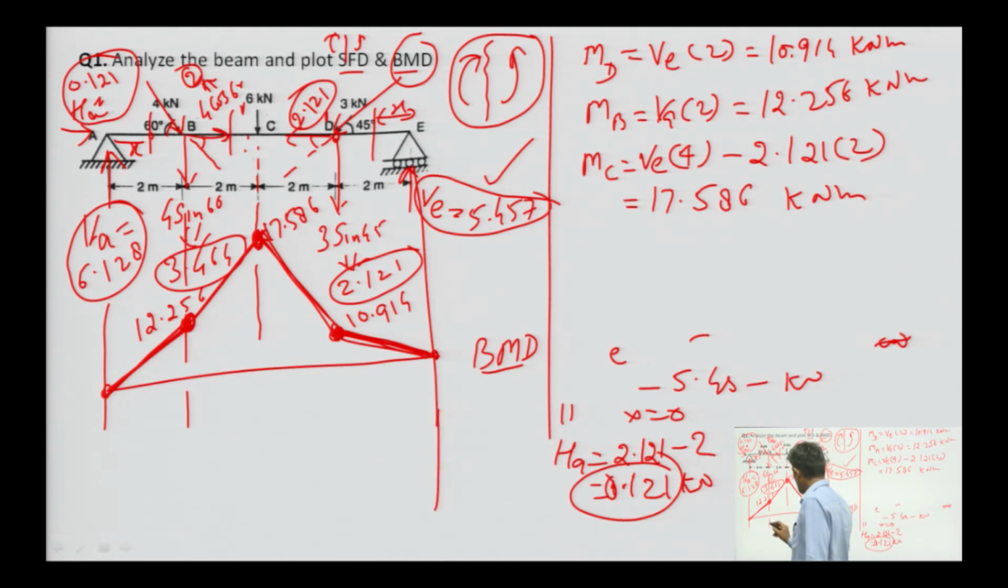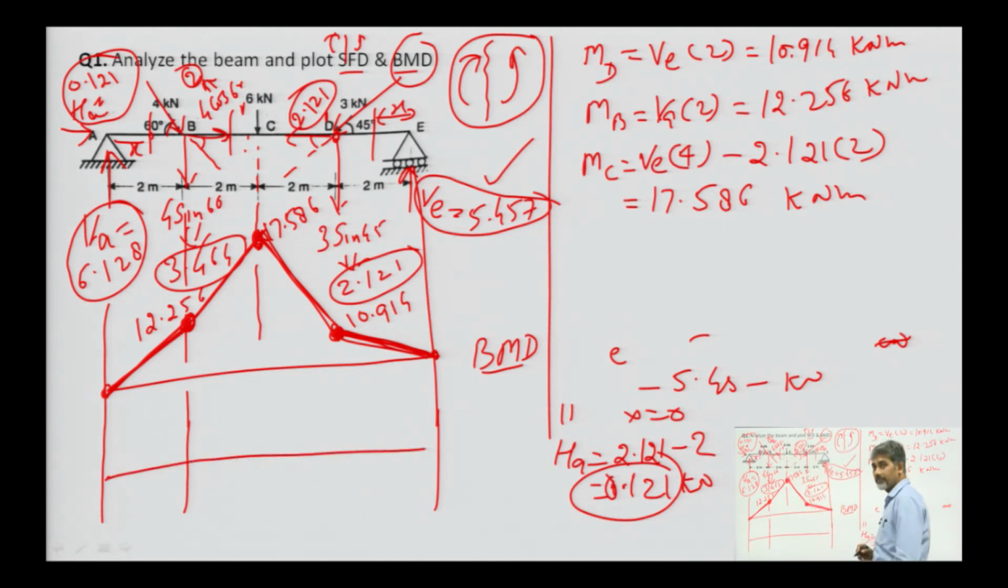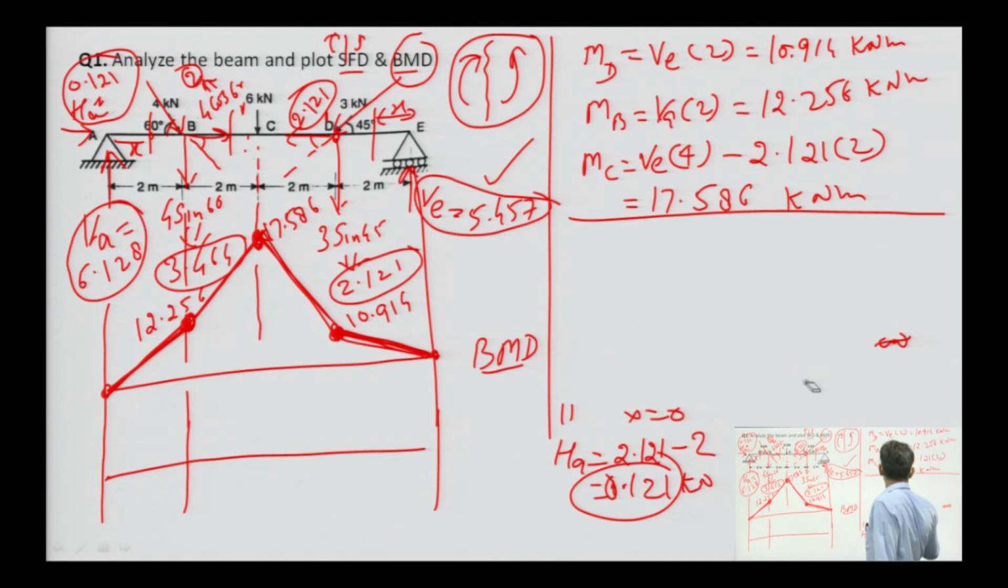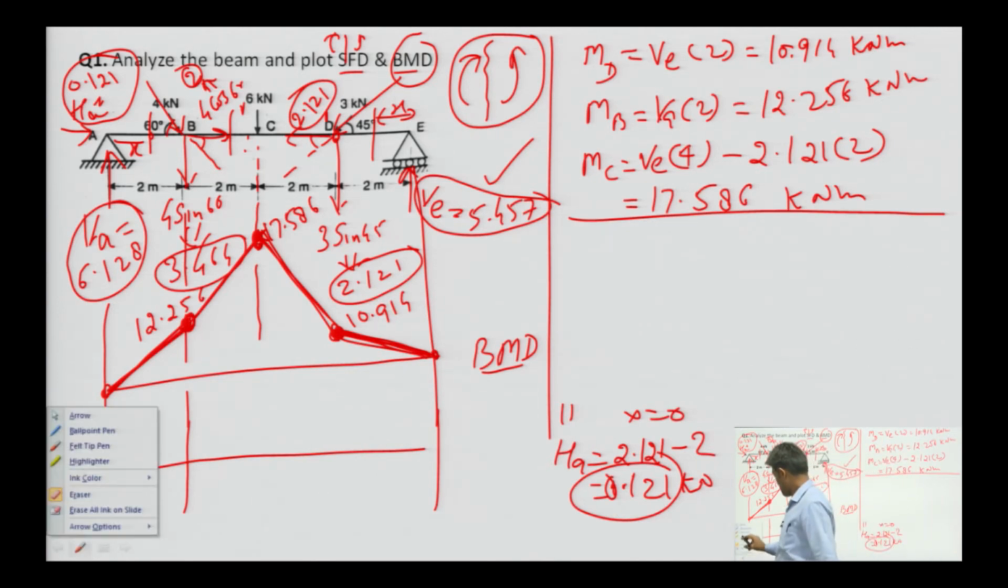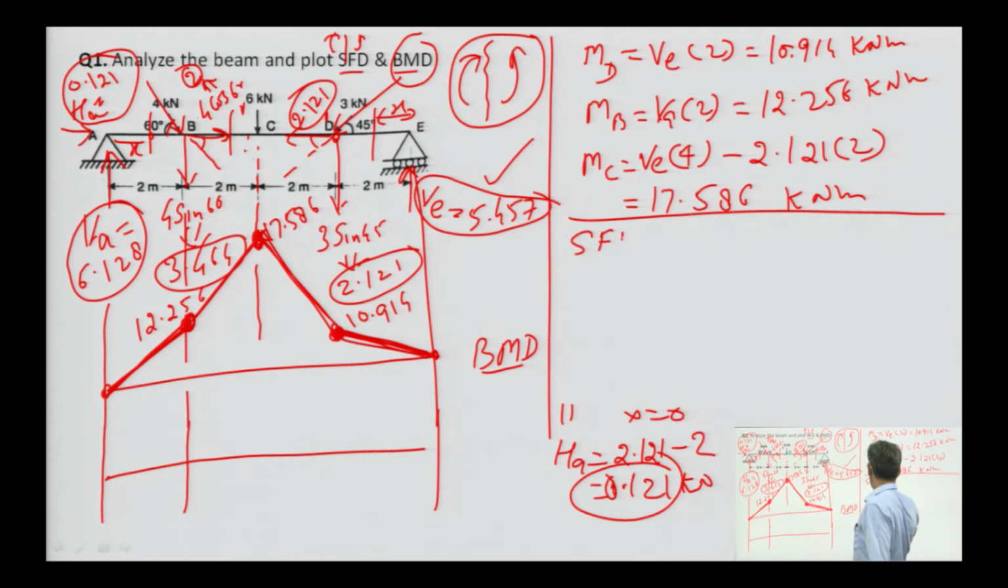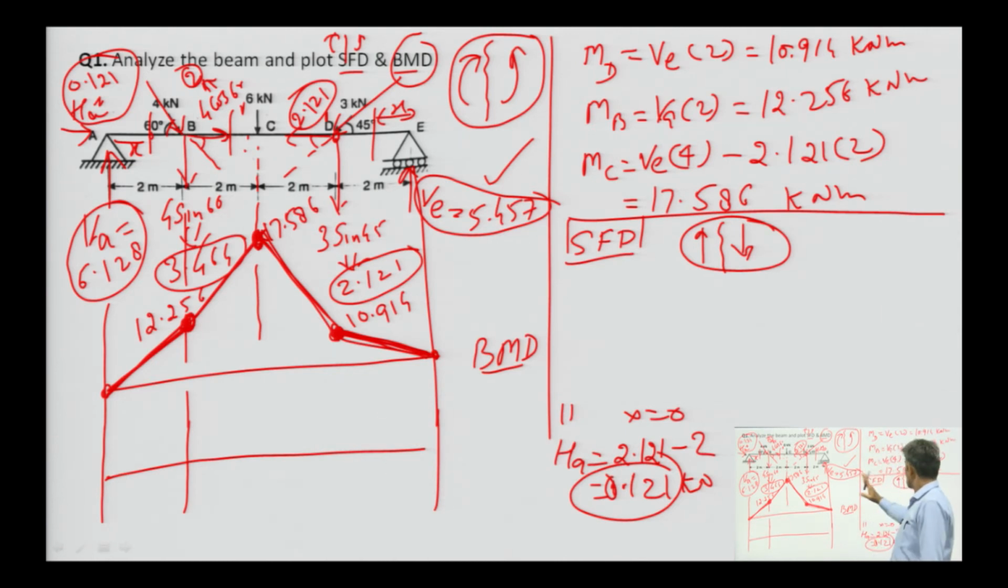Plot the SFD. In case of SFD, what should we do? We will use the sign convention. And what is the sign convention for SFD? Sign convention is this one. For left hand side, upward force will be taken as positive. For right hand side, downward force will be taken as positive.